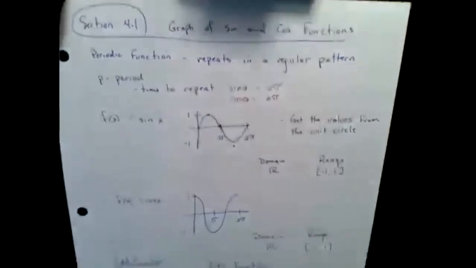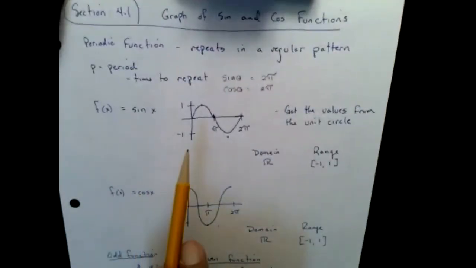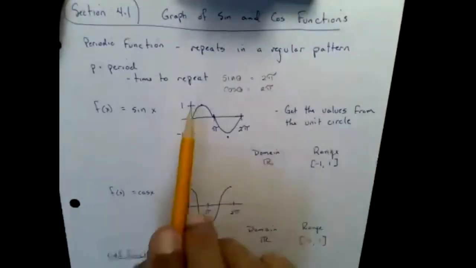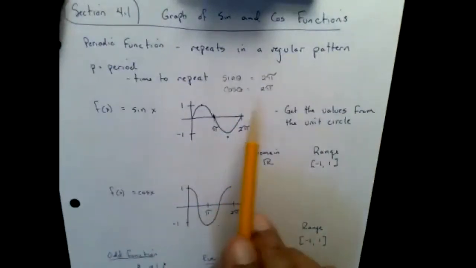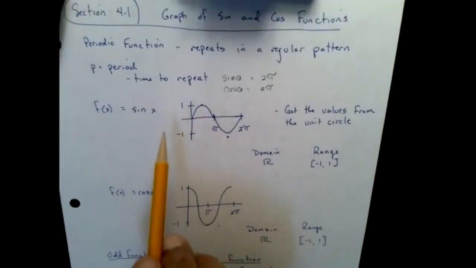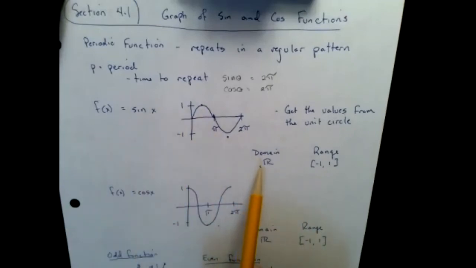So they repeated. What did the graph look like? Here it is, coming right off the unit circle. The domain, this goes on and on and on, and this goes on and on and on, is all real numbers.